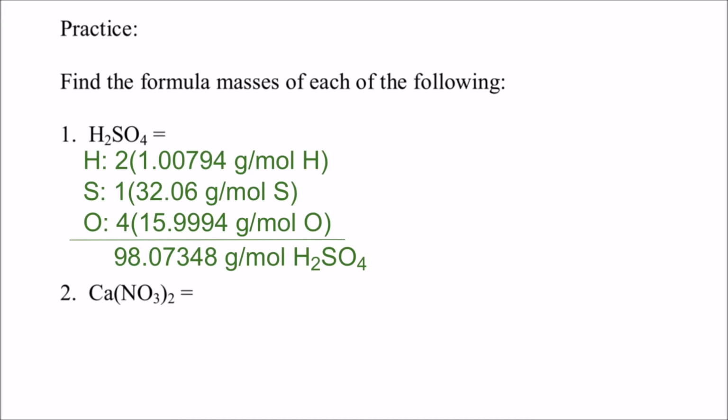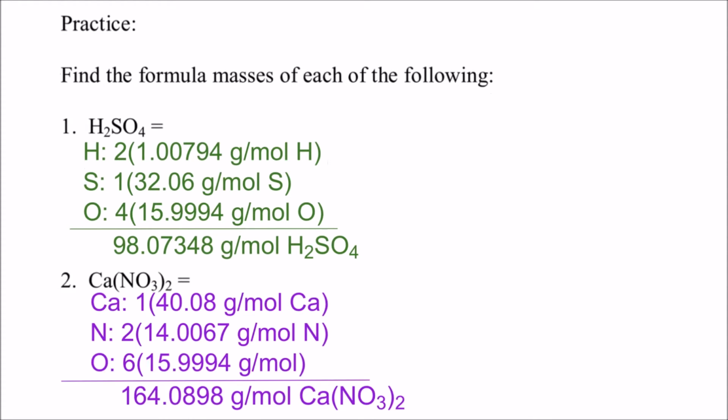Okay, so let's see if you can do this one now. Okay, so we've again broken this down. The 2 on the outside multiplies everything inside the parentheses by 2. So we've got 40.08 for calcium, 2 times 14.0067 for nitrogen. There are 6 oxygens, so we do 6 times 15.9994. Add it all up, and we get 164.0898 grams per mole of, can you name that? Hopefully you can. This is calcium, and that's nitrate, so calcium nitrate.